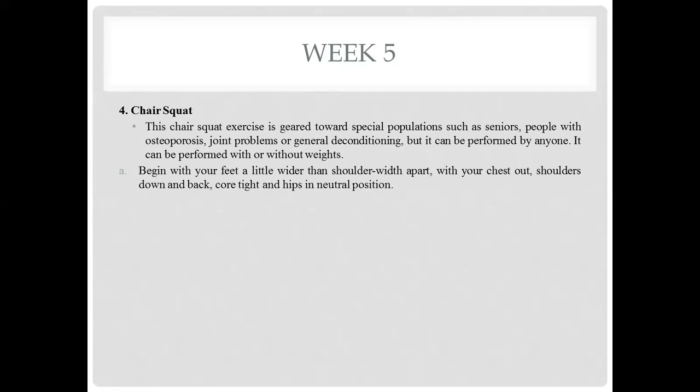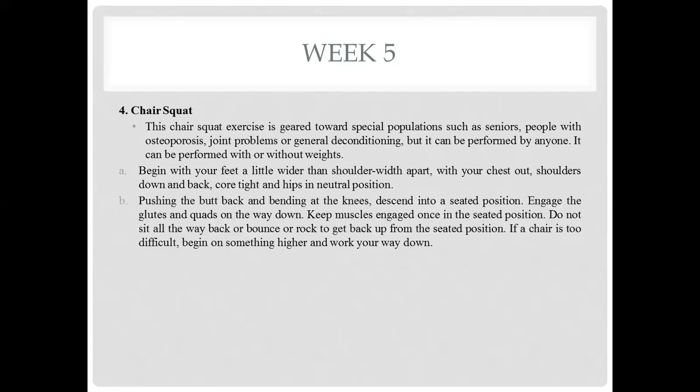Begin with your feet a little wider than shoulder width apart, with your chest out, shoulders down and back. Core tight and hips in neutral position. Pushing the butt back and bending at the knees, descend into the seated position. Engage the glutes and quads on the way down. Keep muscles engaged once in the seated position. Do not sit all the way back or bounce or rock to get back up from the seated position. If a chair is too difficult, begin on something higher and work your way down.